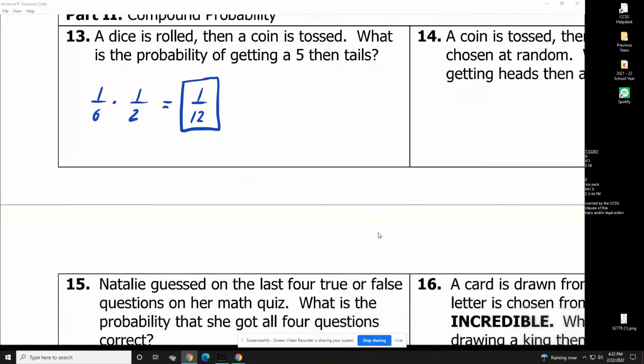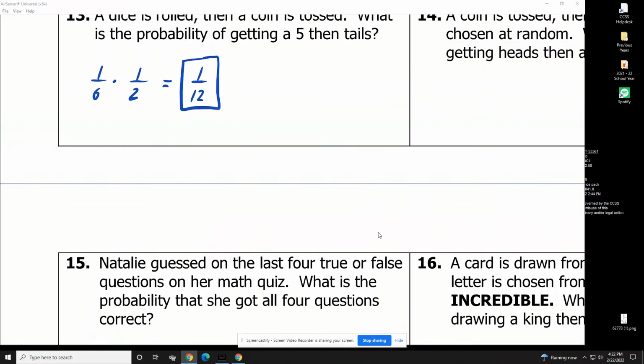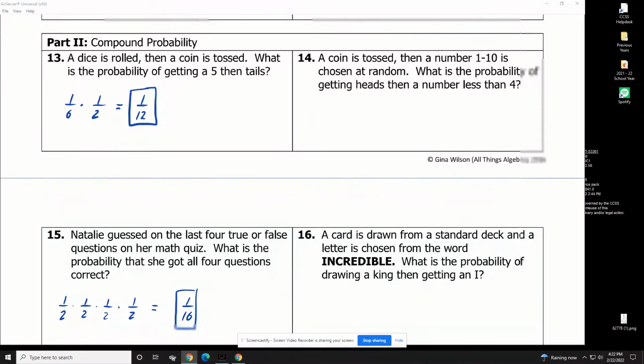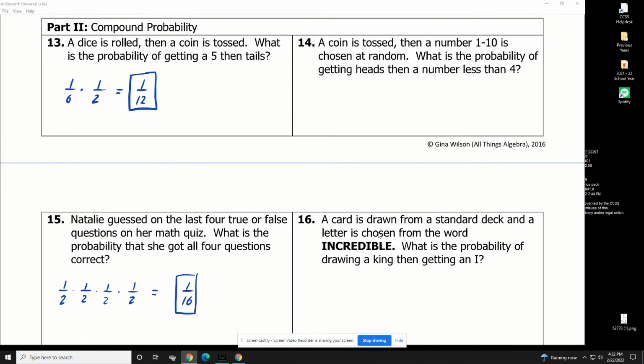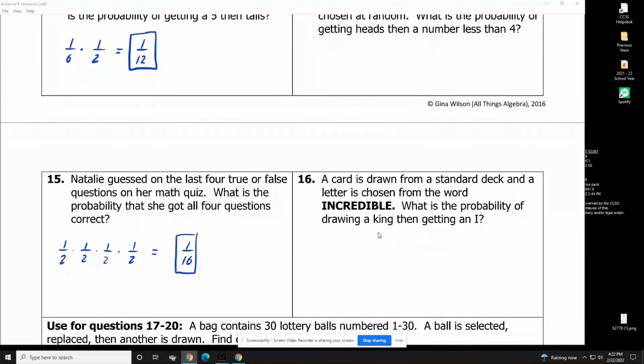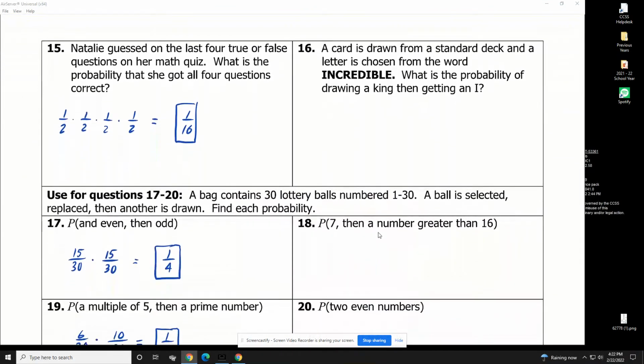Number 13 was easy. Number 15 was easy. So I'm going to leave those up. If you have a question about them, mark them, and you can ask me later. But those were pretty simple. If you tried this homework assignment, you probably didn't have any trouble.